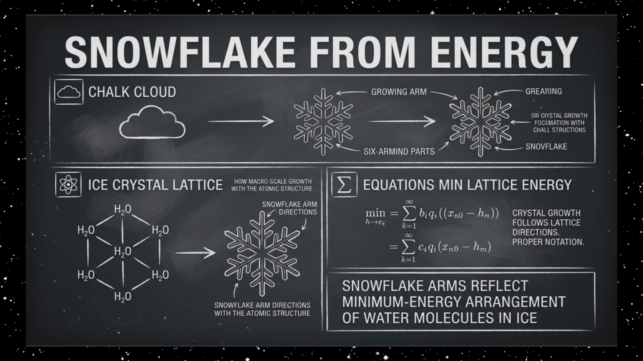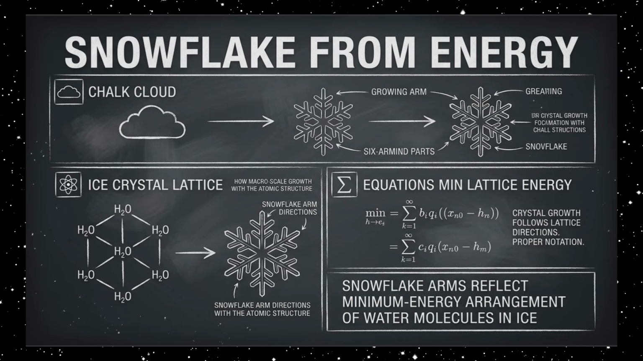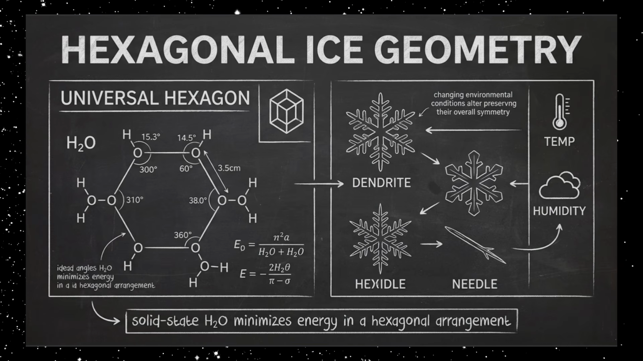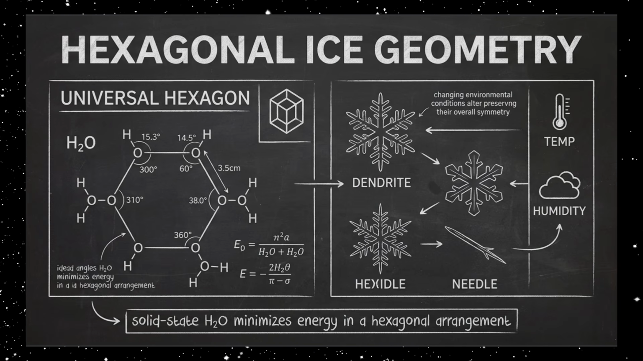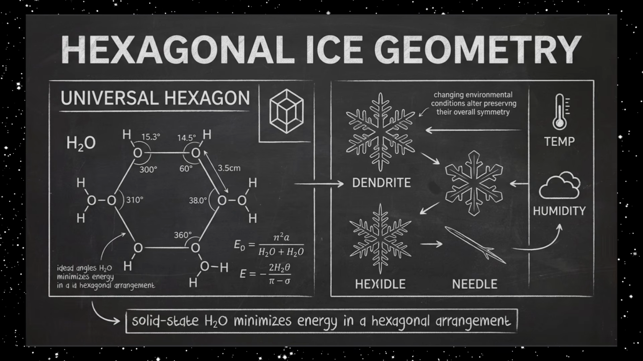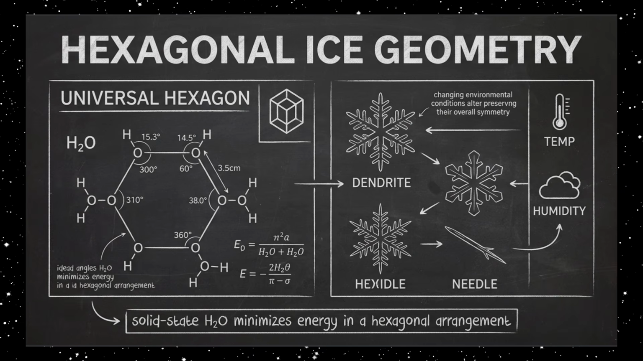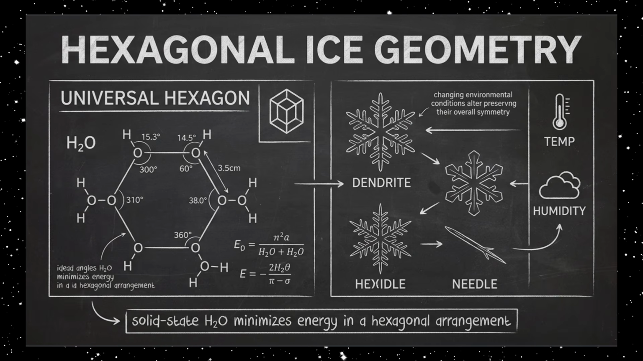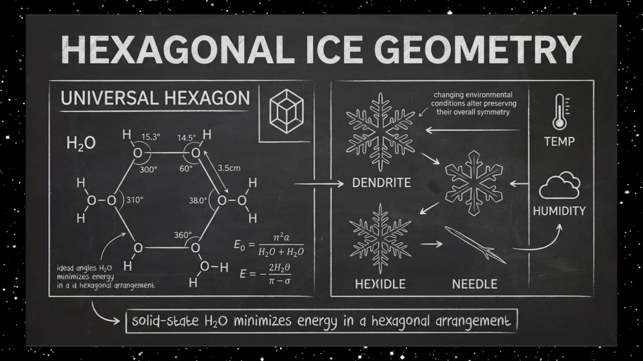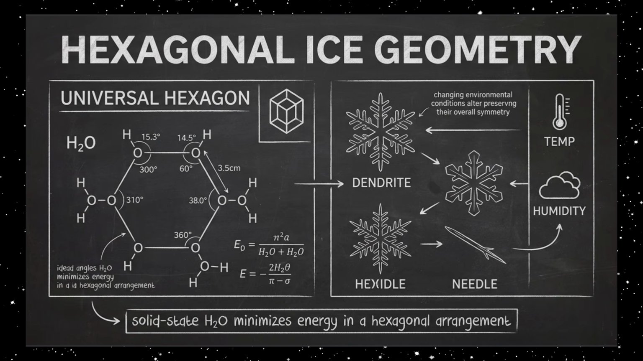The hexagonal symmetry of snowflakes is a consequence of the fact that water molecules minimize their energy by arranging into hexagonal lattices. The specific branching pattern of each arm depends on the temperature and humidity the crystal encounters as it falls, but the underlying hexagonal geometry is universal. It's the geometry of minimal energy for the H2O molecule in its solid state.